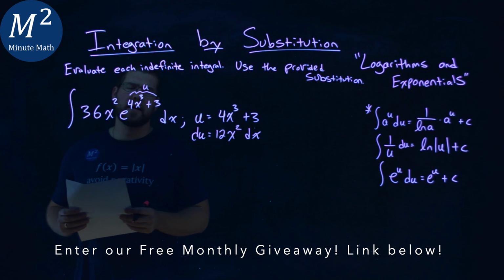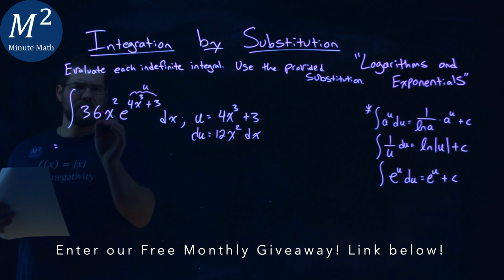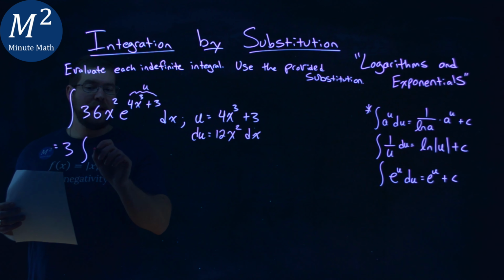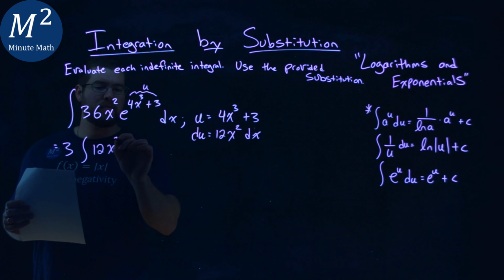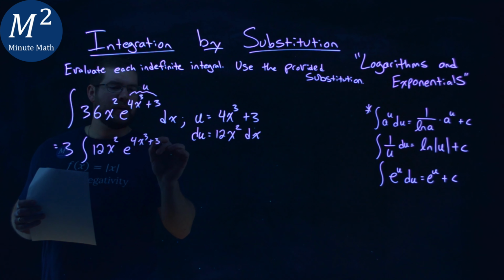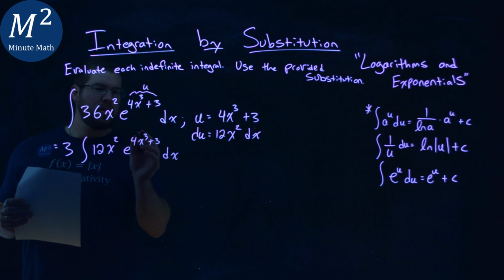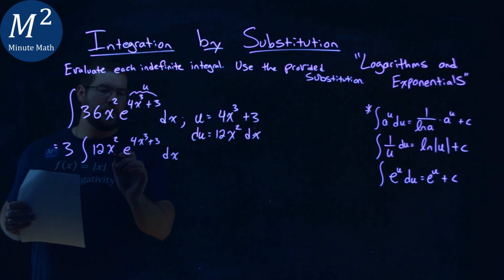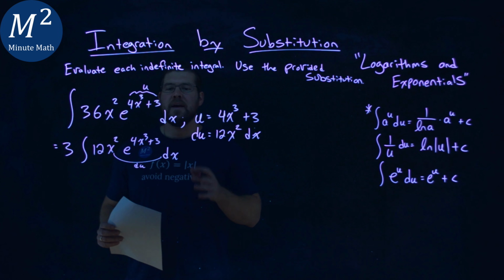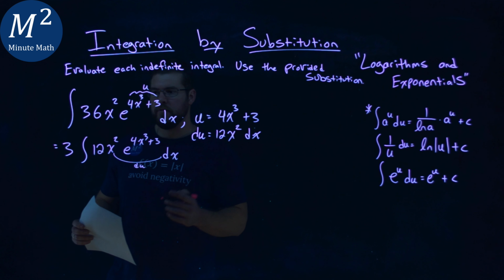Well, we know we can pull out a constant. So if I pull out a constant of 3 here, I'm left with 36 divided by 3, a 12 on the inside, x squared. Then we have e to the 4x to the third power plus 3 dx. And notice again, our u value is still up here, but this right here, the 12x squared dx, is our du value. Now we can rewrite this in terms of u.